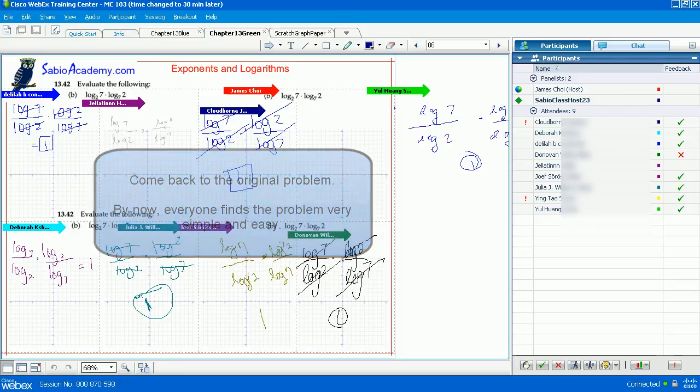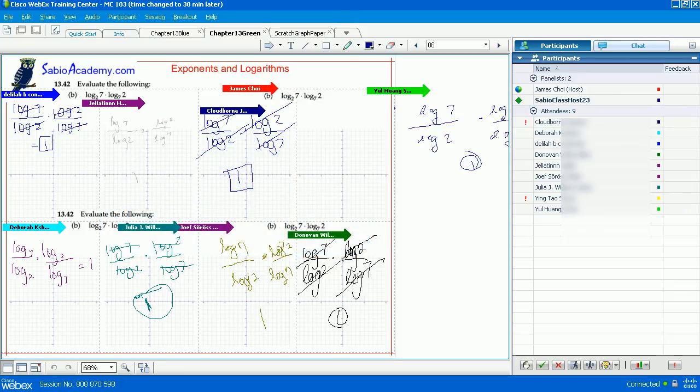So everybody, take a look at this. Now, if this problem is now obvious to you, check mark. The beauty of this problem is that you don't need to know what this value was.